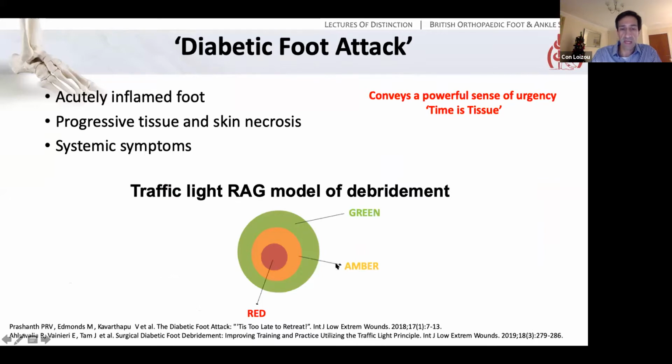Now, an acutely inflamed diabetic foot with progressive tissue and skin necrosis and systemic symptoms is also known as a diabetic foot attack, which includes all the cases I described earlier for necrotizing fasciitis. And it's called a diabetic foot attack in order to convey an urgent sense of emergency, like a heart attack or like a stroke. Also, when it comes to debridement of the diabetic foot, in the exam, you can also mention the traffic light red, amber, green model of debridement, where you excise the red, which is the necrotic non-viable tissue, the amber, which is the sloughy, fibrous tissue with unpredictable viability, and you leave the green, healthy, bleeding tissue.